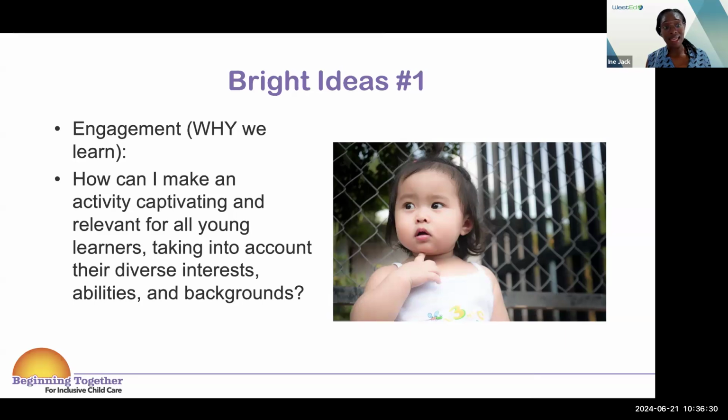How can I make an activity captivating and relevant for all young learners, taking into account their diverse interests, abilities, and backgrounds? I'm going to be silent for a moment so you can reflect.